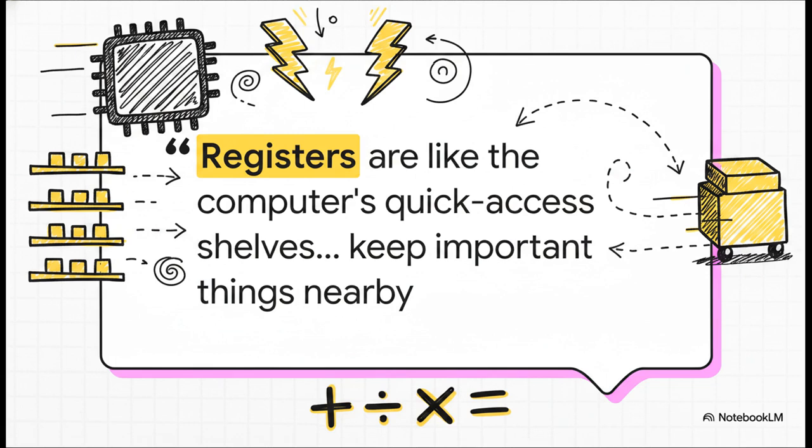Well, I love this analogy from Geeks for Geeks to help visualize it. They say registers are like the computer's quick access shelves. They keep important things nearby so the computer can grab them fast. It's brilliant. Think about your microprocessor crunching some heavy math. It absolutely does not want to keep fetching data from the main slow memory. It needs a temporary, lightning-fast storage space literally right next door to hold instructions and intermediate answers. And you guessed it, that's exactly what a register does.